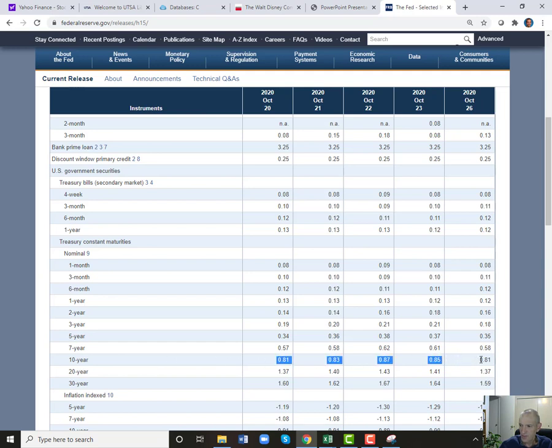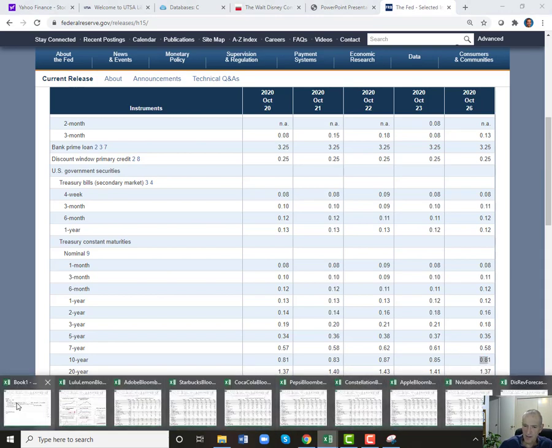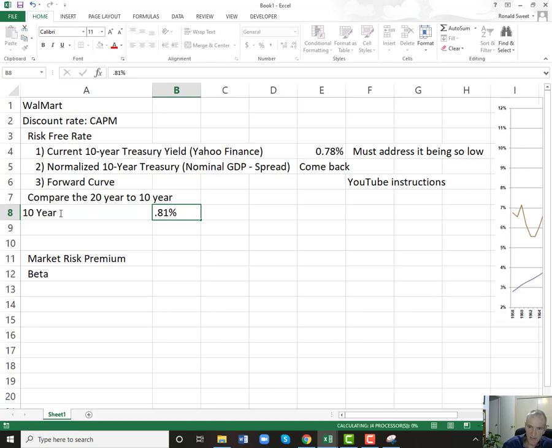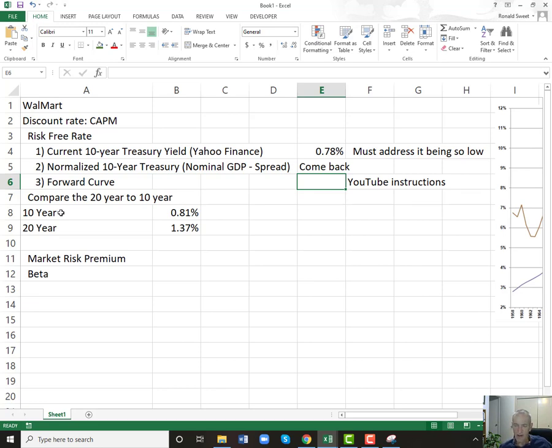So the 10-year yield is 0.81%, and the 20-year is 1.37%. So I'm going to put those in as my data points. So the 10-year is 0.81%, and the 20-year is 1.37%. So what does the forward curve say? Well, what the forward curve is saying is, you as an investor, you could buy the 20-year Treasury today and you lock in 1.37% for 20 years.